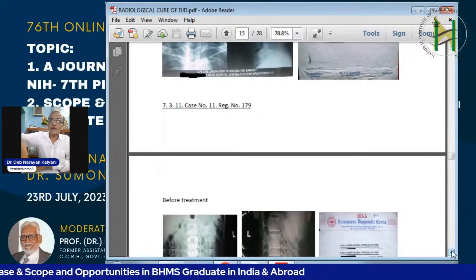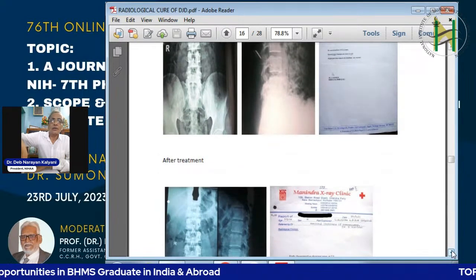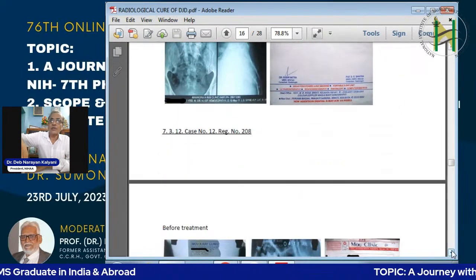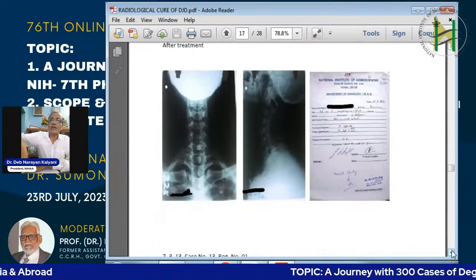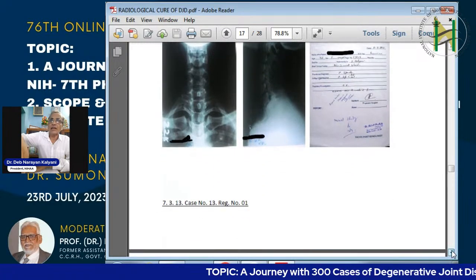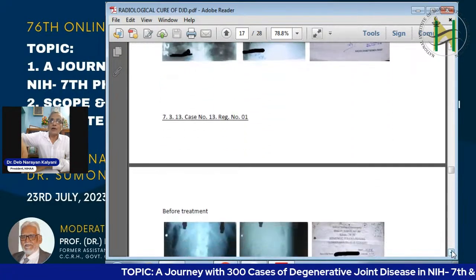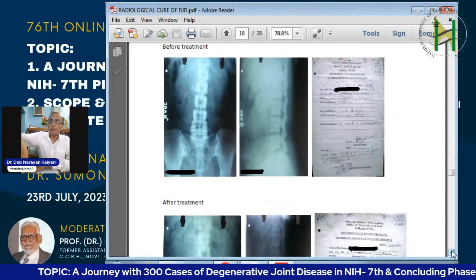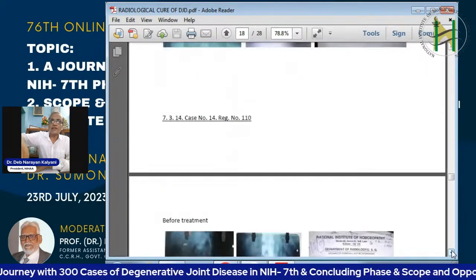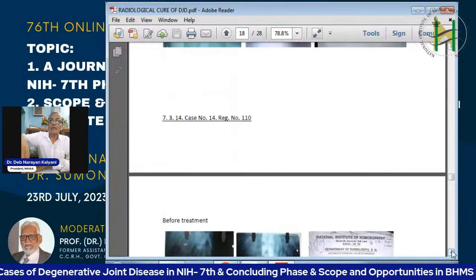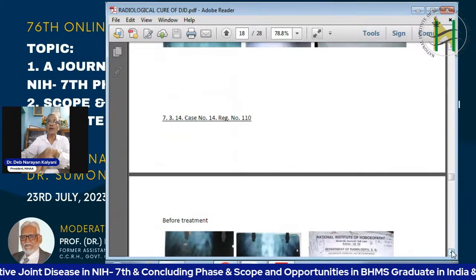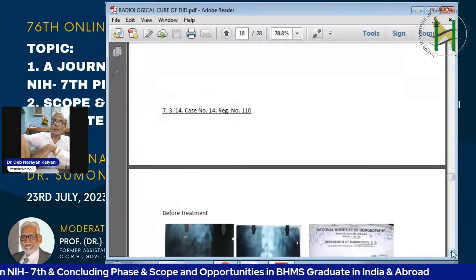All the documents you can see later on, to gain your confidence that this type of disease can be easily cured. But why should I say easily? Because in the homeopathic system, all the principles are very easy, if we just realize. Let me show you from case number 14.